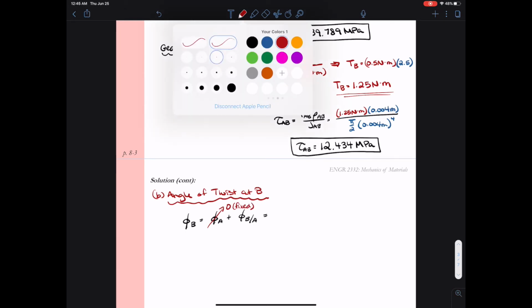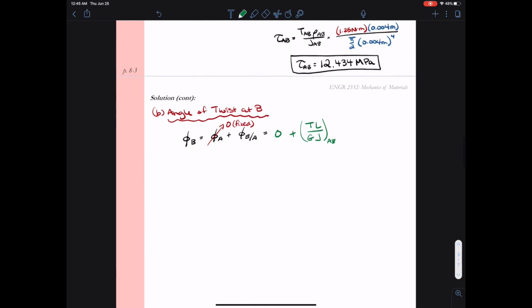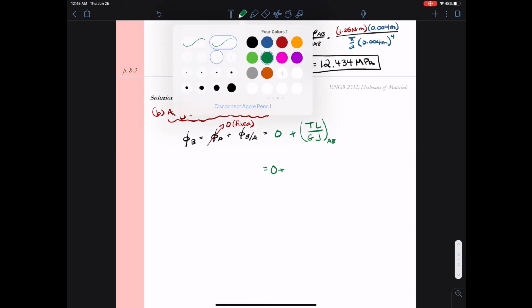So the angle of twist at B would equal the angle of twist at A plus the angle of twist of B relative to point A. Since point A is fixed, the angle of twist is 0. Then we'll do our formula for the angle of twist at B relative to A, which will be TL over GJ for segment AB. So now we just need to substitute these values for segment AB.